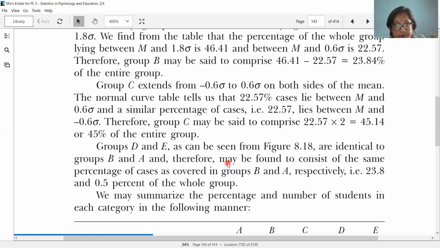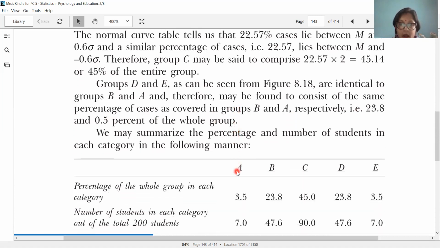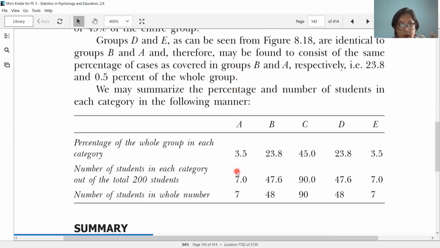Therefore, they may be found to consist of the same percentage of cases as covered in groups B and A respectively, for example 23.8% and 3.5% of the whole group. So it is very simple to understand. You just relate it with the graphical representation of the problem.